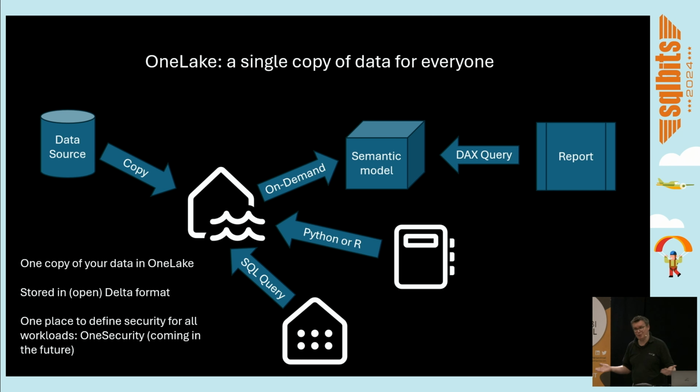Coming soon, later this year, you also have another really cool thing, OneSecurity, where you can define, for example, row-level security at the lake level, and then all of your workloads, not just Power BI, respect that security. It's not there yet. There is security, I would like to stress that. I can see Casper looking at me. You can still apply security in your semantic model in other places. OneSecurity just means you apply it once, and all of the workloads respect it. So that's going to be pretty cool.